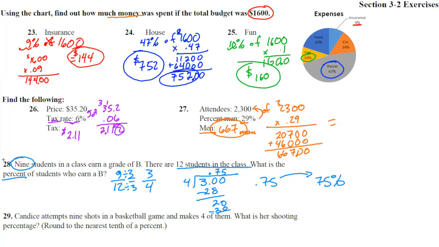Candace attempts 9 shots in a basketball game and makes 4 of them. So that just means she has made 4 out of 9 shots. And we are saying, what is her percentage? We're changing this into a percent. So let's do 4 divided by 9. Put some decimals there so we see what's happening. Turn it into a decimal.